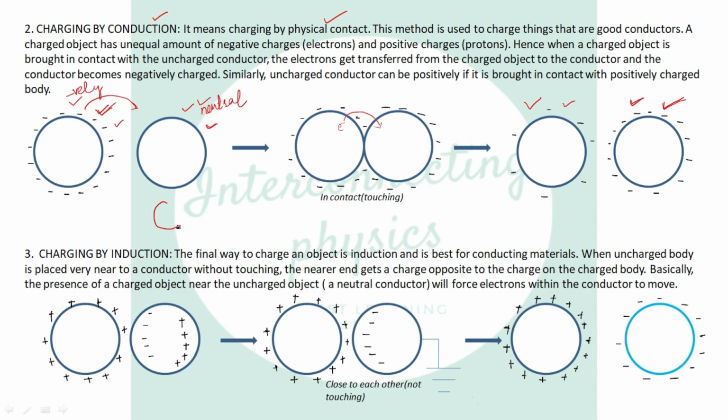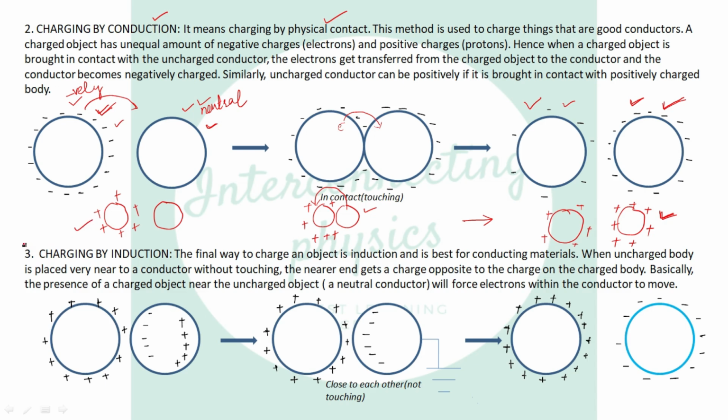If we want the uncharged body to be positive, what will we do? We will take a positively charged body, and these two bodies are touched together. What will happen? The electrons from the uncharged body start moving toward the positively charged body, and after some time when these two bodies are separated, we will see the uncharged body becomes positively charged, and this body has less positive charge now because electrons from the uncharged body moved toward this body, and this body becomes less positive.